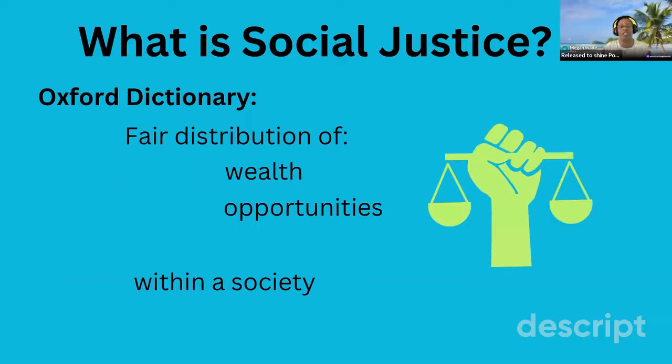The Oxford Dictionary gives the definition for social justice as a fair distribution of wealth and opportunities within a society. Fair distribution. And I want you to keep that in mind as we move on.